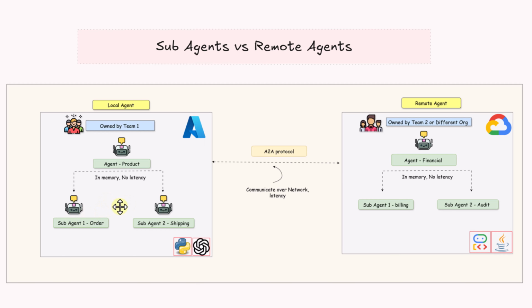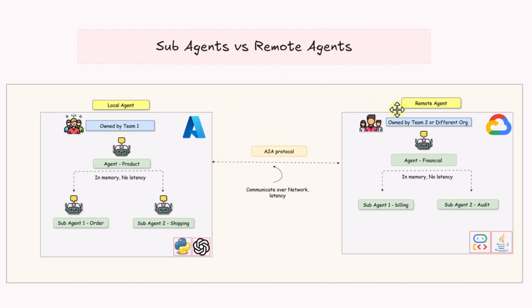So in this case, what would happen? The sub-agent is also going to share the same memory that is being shared by the root agent. So all the communication and everything is going to happen in memory. And because of that, the latency would be very low. The communication would be very fast. And this sub-agent is also going to share the same context, infrastructure, everything that has been shared by this root agent.